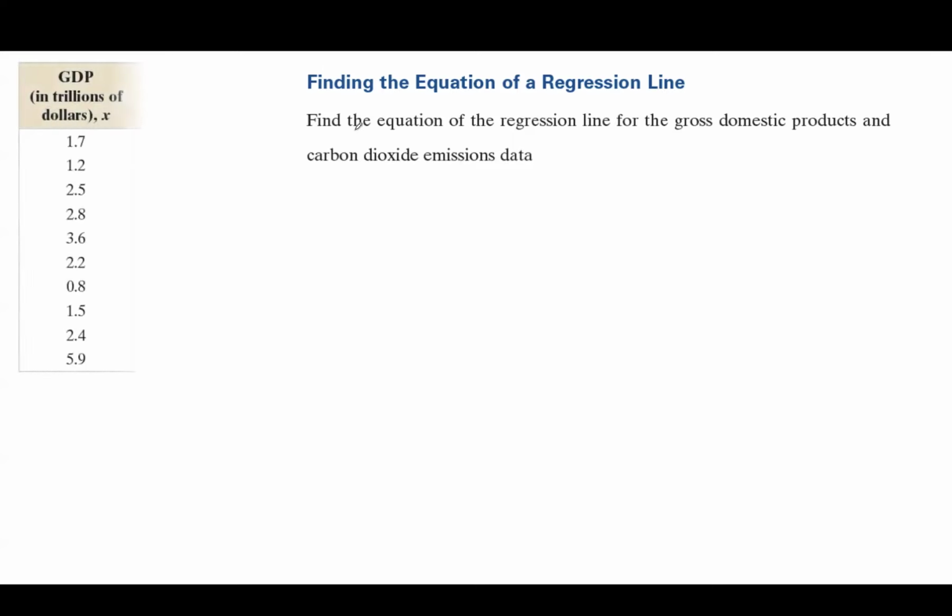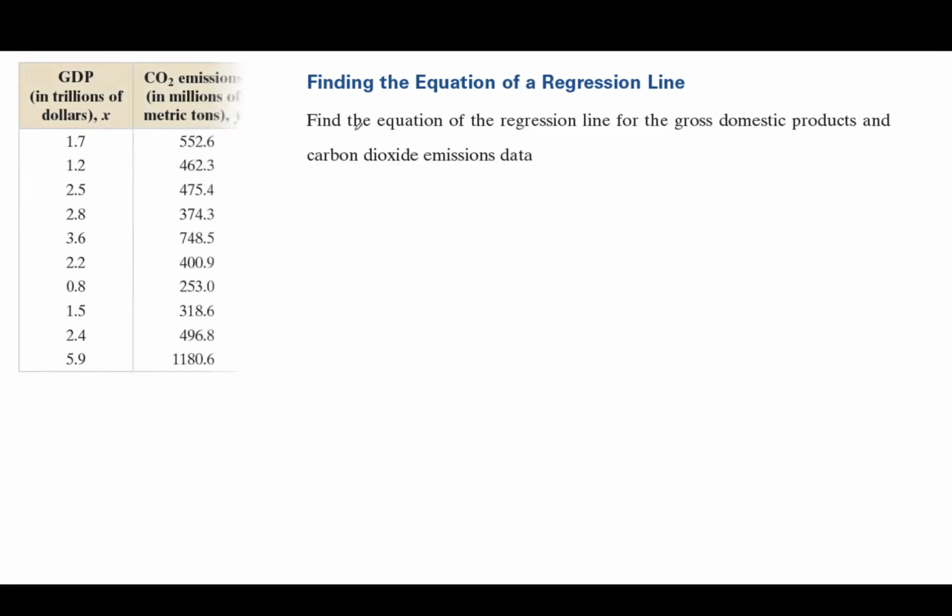So let's go back to our previous example. We want to find the equation of the regression line for gross domestic product and CO2 emission. How do we do that? We need to find the slope of the line, and also we need to find the y-intercept. But we have a nice formula. And again, in Python, we have functionality that can calculate these values easily for us.